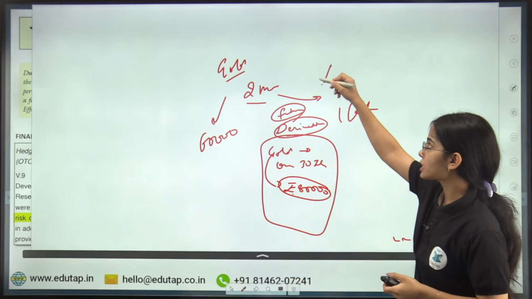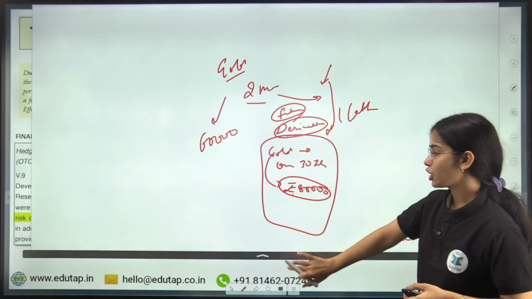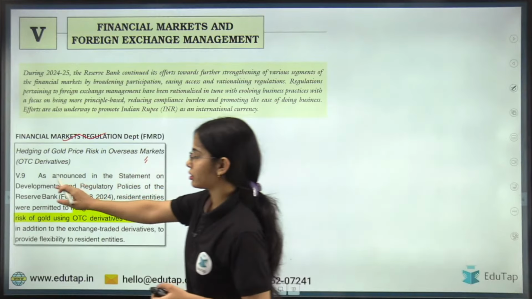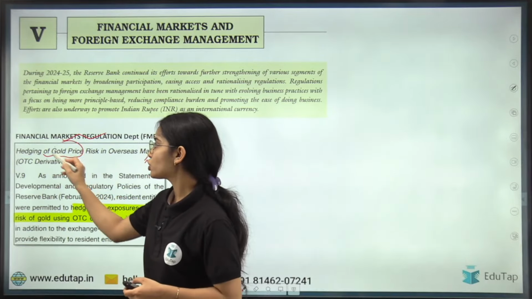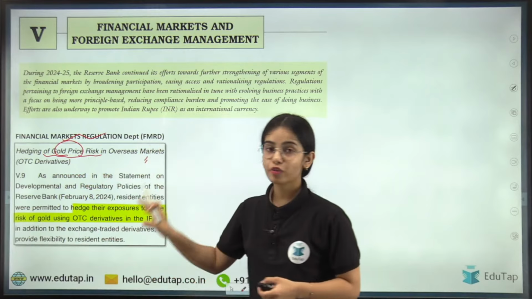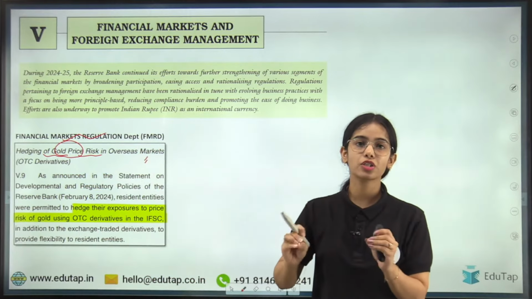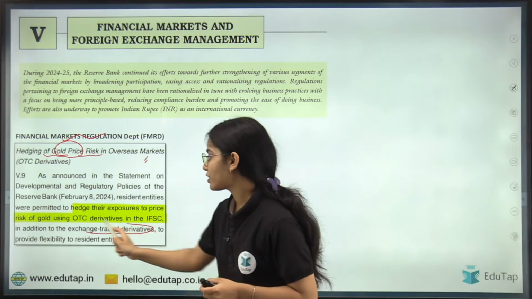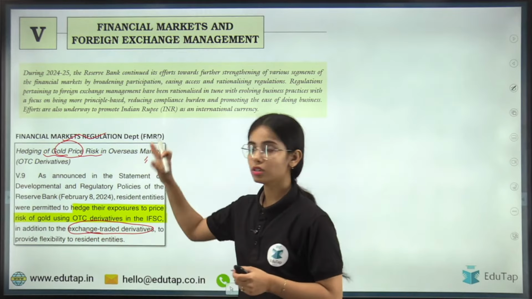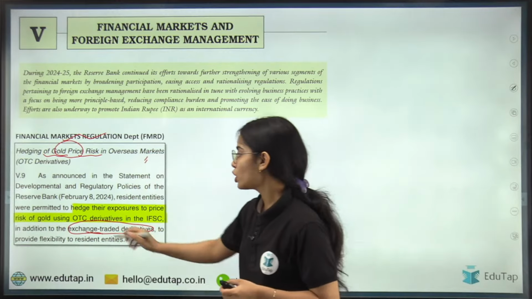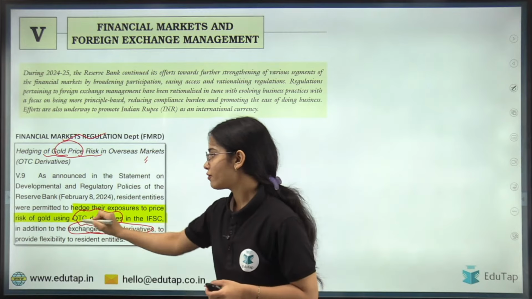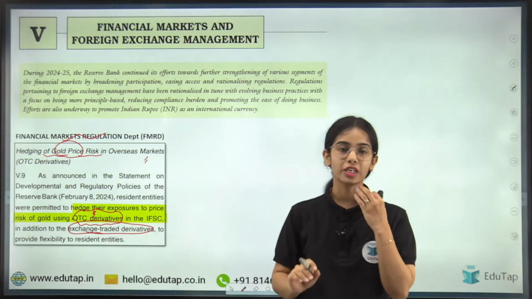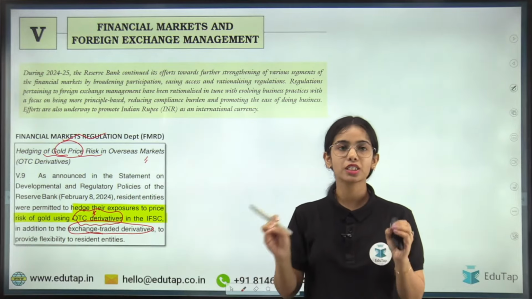So to reduce your risk, you have come into this contract. It was said by the RBI that if you want to reduce your gold price risk, before, only exchange traded derivatives were allowed for the entities, but now even the OTC derivatives will also be allowed. Over the counter derivatives that are not traded on exchange, they will also be allowed.